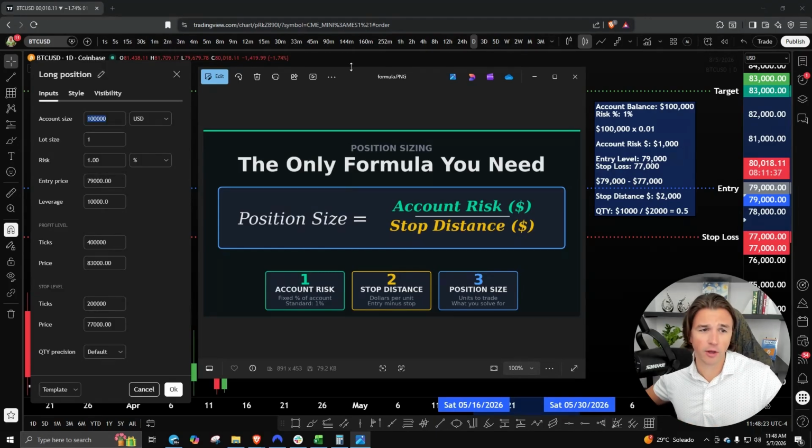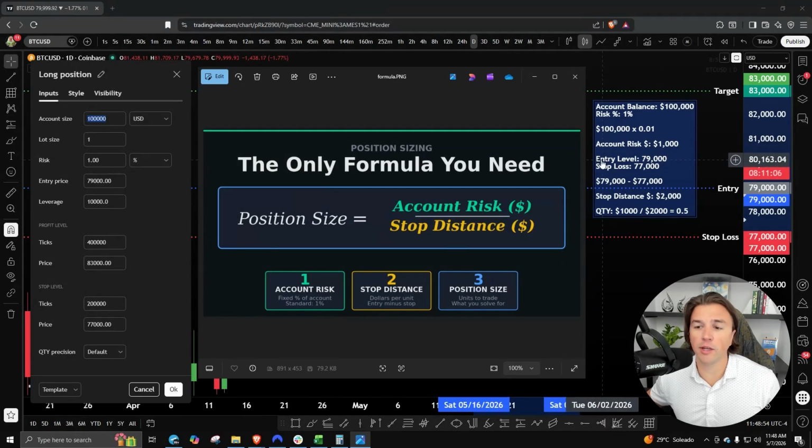So I have our tool with all the settings that we calculated everything with. I have the formula up here of how we're going to calculate it. And I am going to show you how this gets calculated. Okay. So we have our account balance, $100,000. We're risking 1% of $100,000. $100,000 times 0.01 or 1% means that we are risking $1,000.